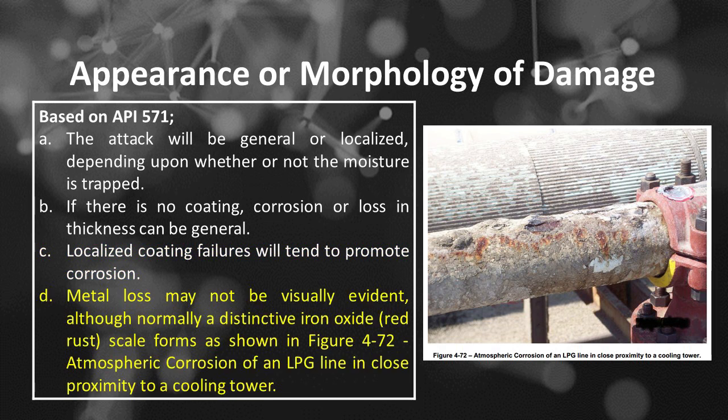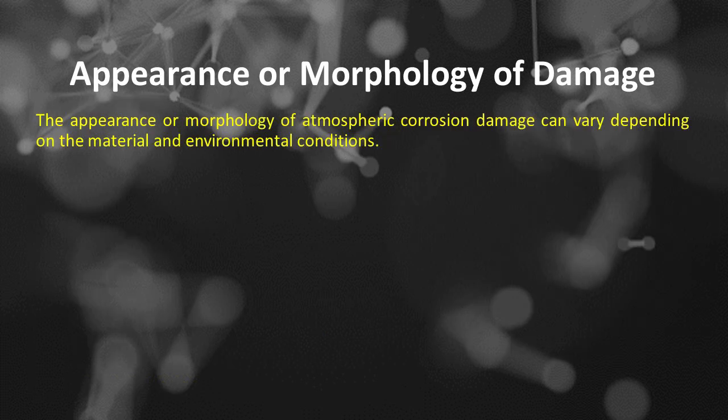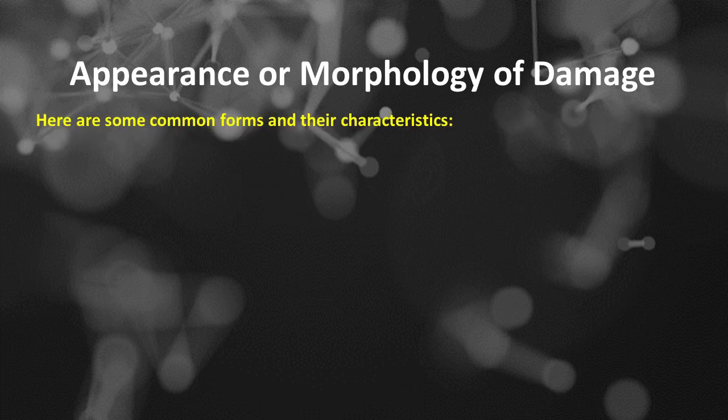Number D. Metal loss may not be visually evident, although normally a distinctive iron oxide, red rust, scale forms as shown in Figure 4.72, atmospheric corrosion of an LPG line in close proximity to a cooling tower. The appearance or morphology of atmospheric corrosion damage can vary depending on the material and environmental conditions. Here are some common forms and their characteristics.